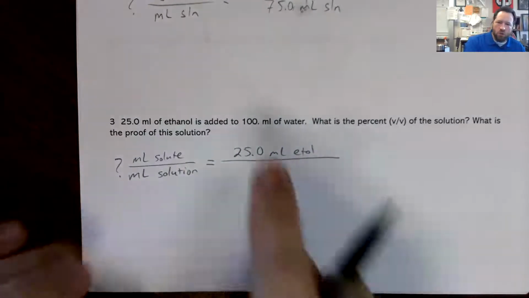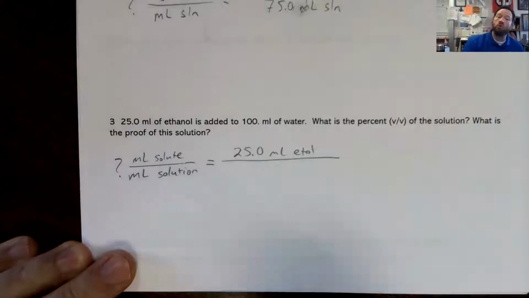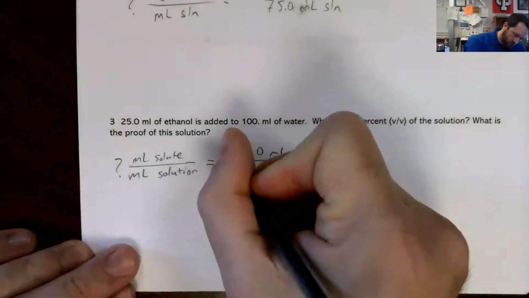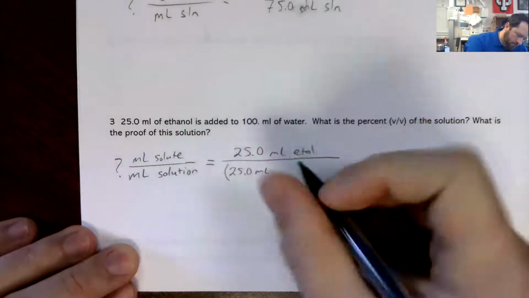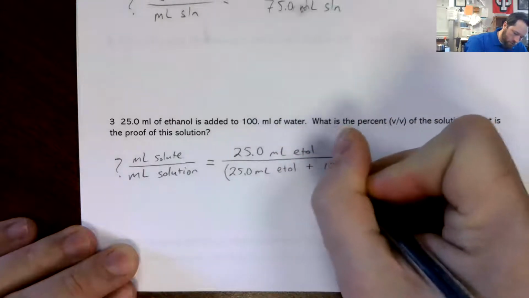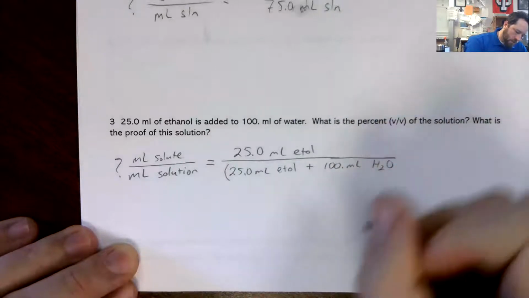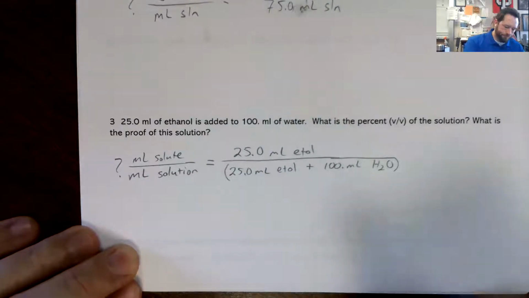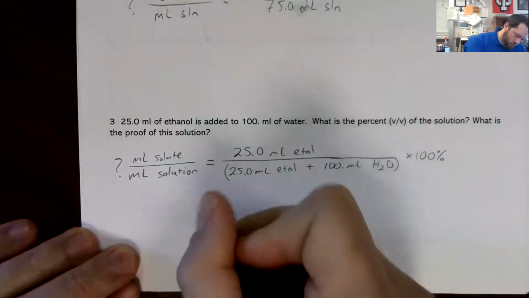And then here's the issue. 100 milliliters of water is not the solution. You guys remember, solution is solute plus solvent. So our solution is both the 25 milliliters of ethanol and the 100 milliliters of H2O. So it's both of them together. Make sure we multiply by 100%.